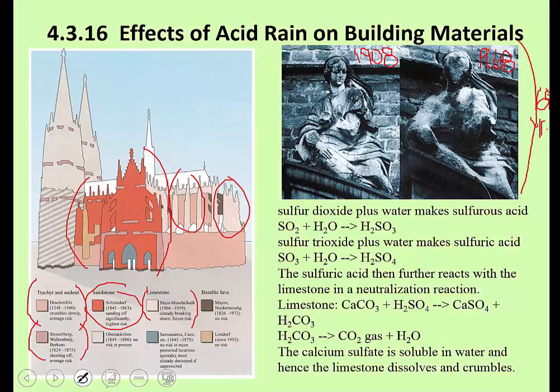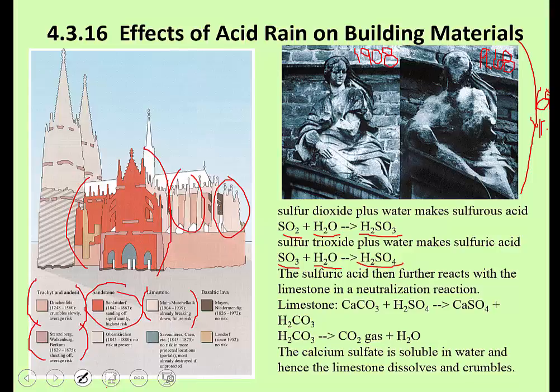And what's going on? Remember we talked about SOx and NOx. Well, in particular, the sulfur. Sulfur dioxide mixes with water in the atmosphere and makes sulfurous acid. And then sulfur trioxide combines with water to form sulfuric acid. These acids have an effect in and of themselves.